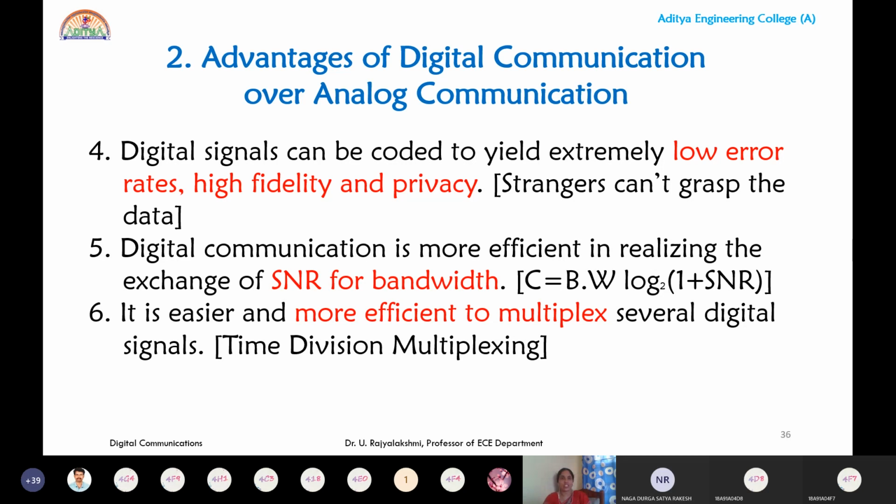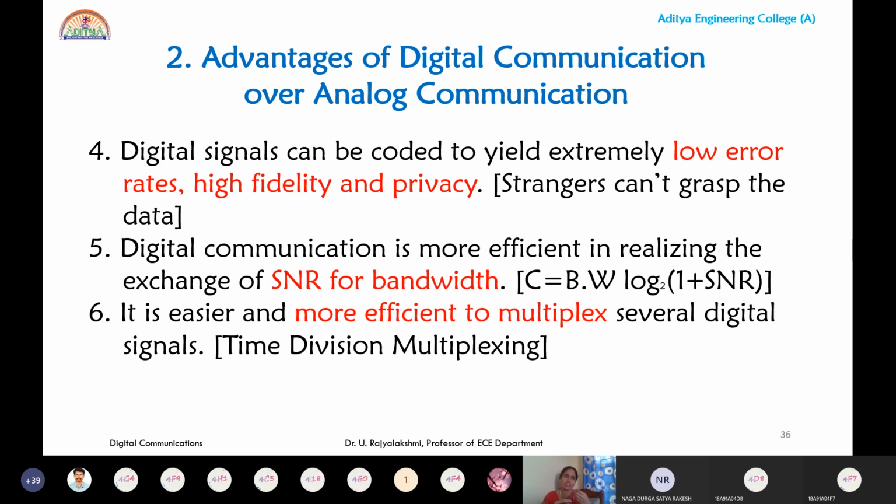And the next one is privacy. This is mainly due to the source encoding. Because you are encoding the analog data, our data will be highly secure. So strangers cannot grasp our data. So you can say the data is highly secure. Okay, so this is about the fourth point.